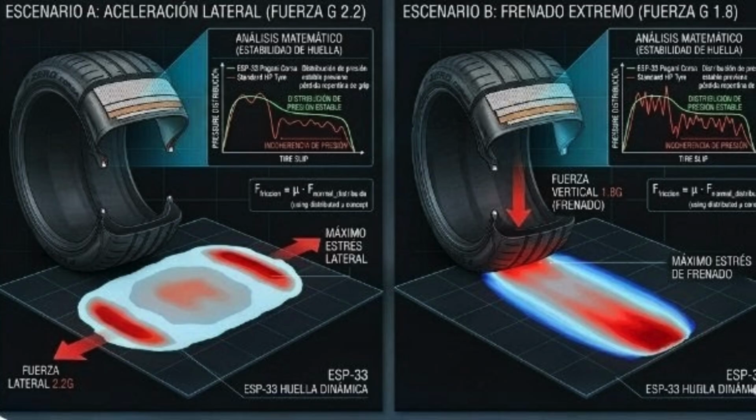4. ESP-33, continued, contact patch dynamics. Concept: what actually occurs between the rubber compound and the tarmac. Analysis: we explain how the pressure distribution within the contact patch of the Pirelli P Zero Corsa shifts under lateral acceleration and heavy braking. We mathematically demonstrate why a stable contact patch prevents a sudden, catastrophic loss of grip.